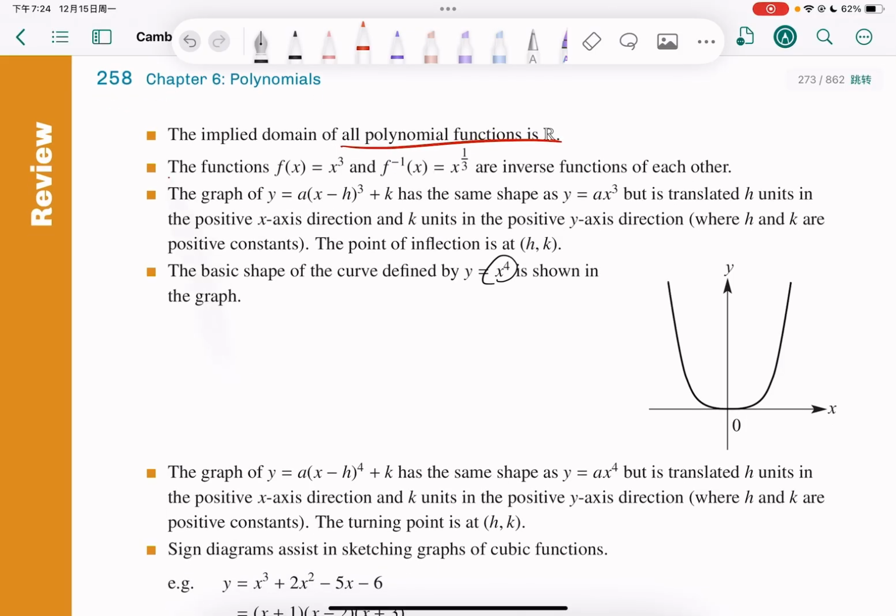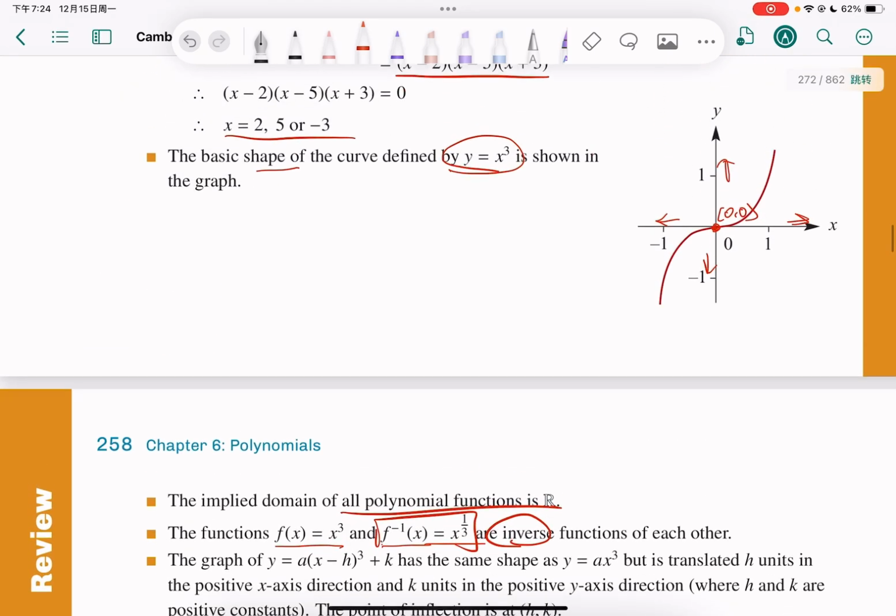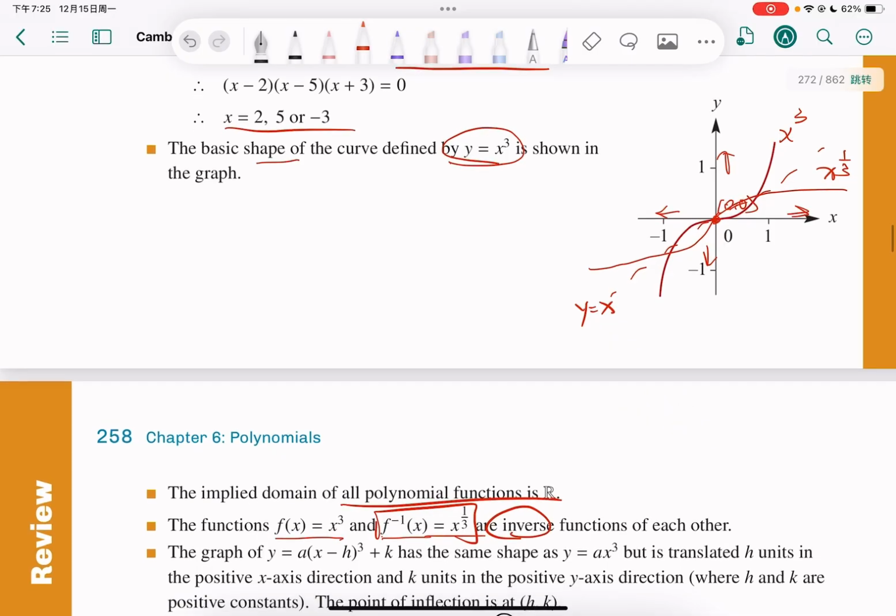The function f(x) is equal to x cubed, and the function f inverse of x is equal to x to the power of 1 on 3. So these are two inverse functions. If we draw this one on the same graph over here, it should be like this. This is x cubed, and their inverse function is symmetric with the diagonal line y equal to x.